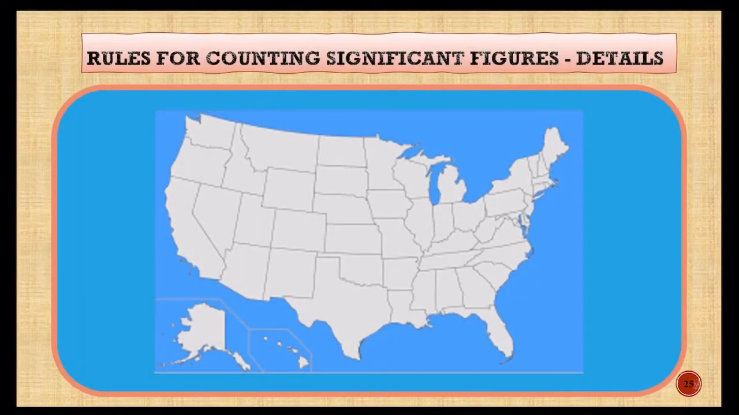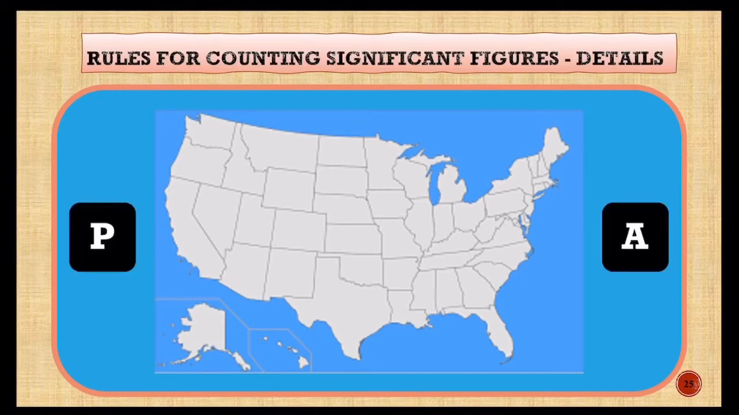Now, if the rules are challenging to remember and apply, there's another technique that you can use to understand how many significant digits are in a value. It requires a little bit of creative thought. If you notice here, this is the map of the United States. On either side of the United States, we have 2 major bodies of water. On the left, we have the Pacific Ocean, and on the right, we have the Atlantic Ocean.